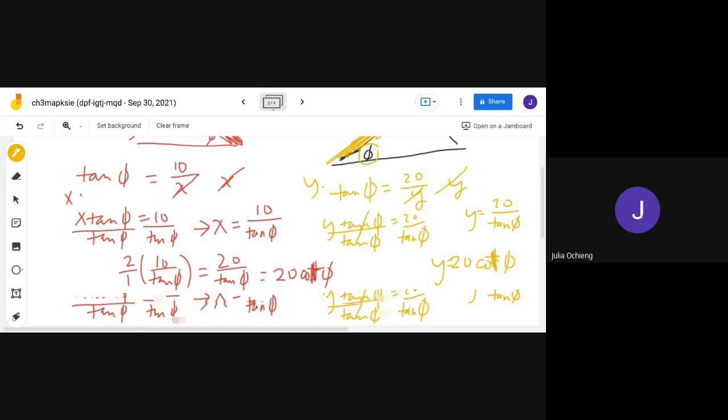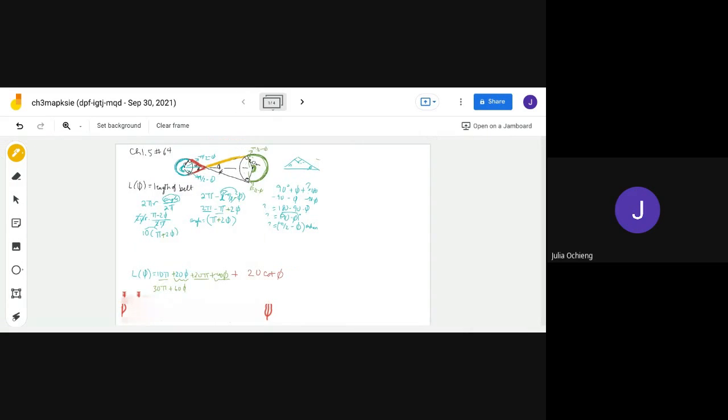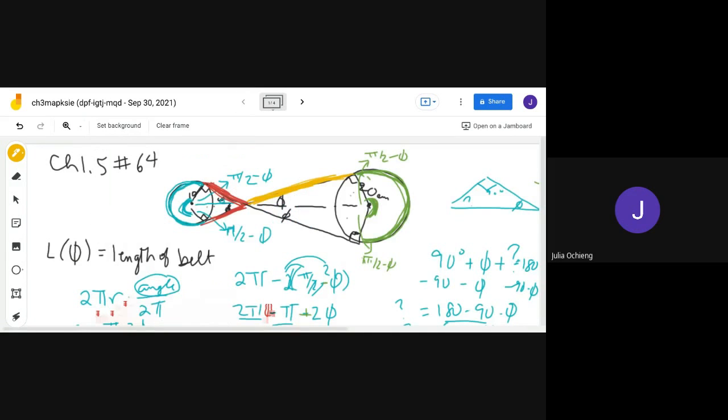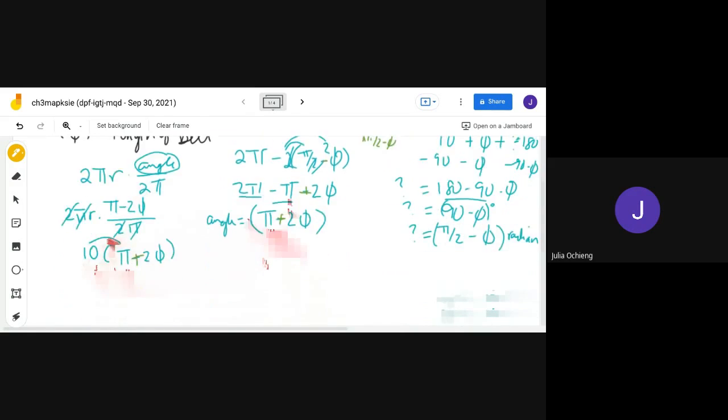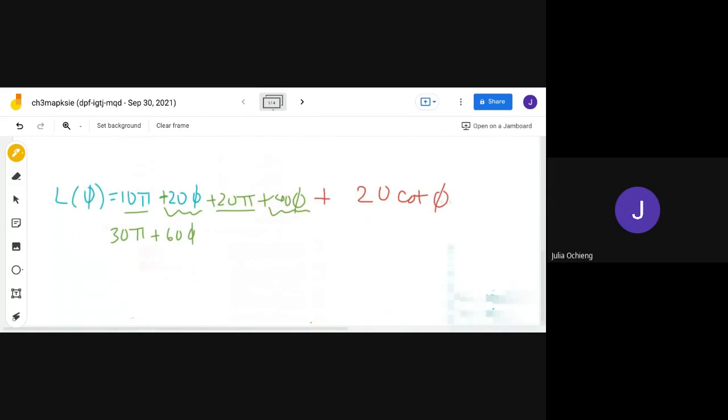And then there are two of them, so it's going to end up being 40. Remember that there are two of these, because there's one here and one here. So 20 times 2 is 40 cotan phi. I add like terms, 20 plus 40, that's going to be 60 cotan phi. So the length of the belt is going to be that.